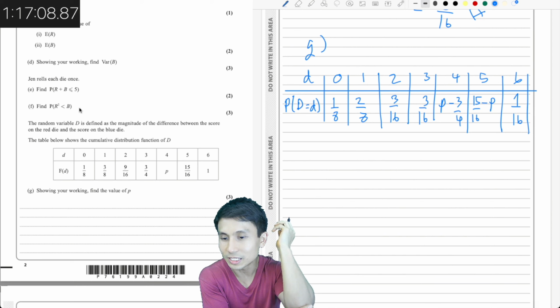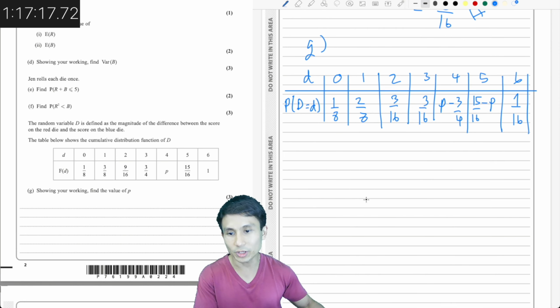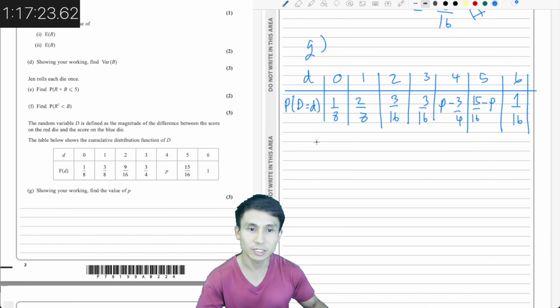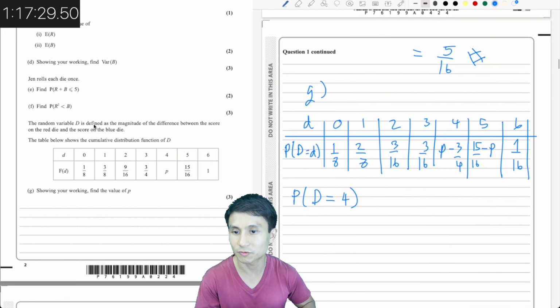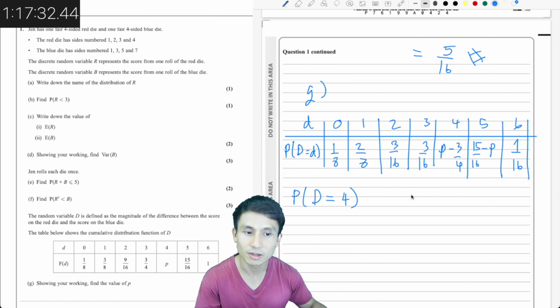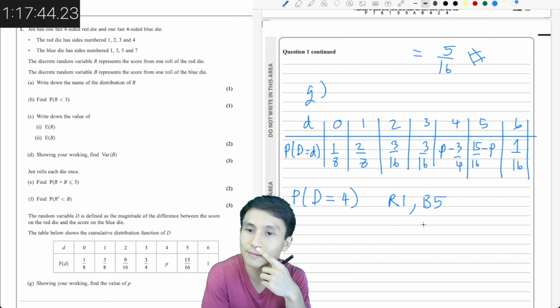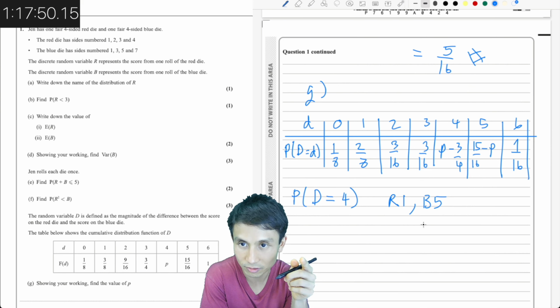Random variable D is defined as the magnitude of difference. I think we need to calculate something about this distribution. For example, if we take P of D equals 4 here, this comes from the fact that we got red being 1 and blue being 5. Is there any other possibility? Red being 1, blue being 5, that would be a difference of 4, isn't it?